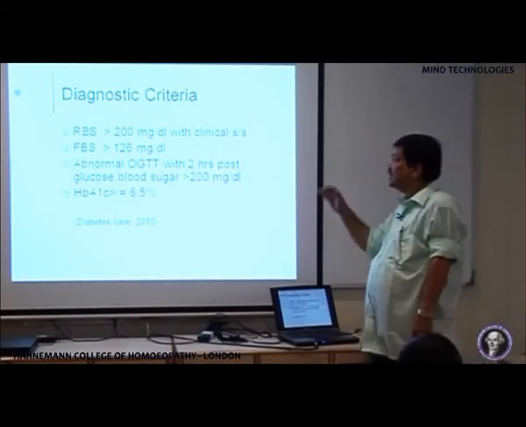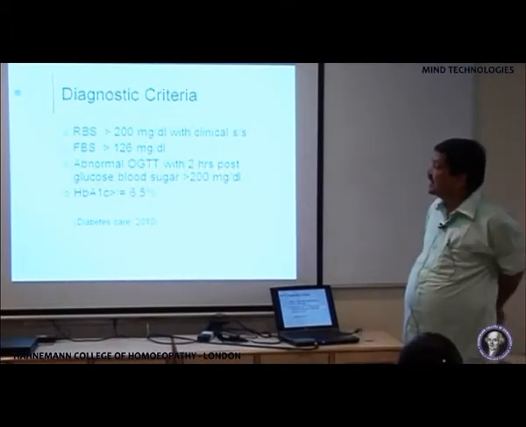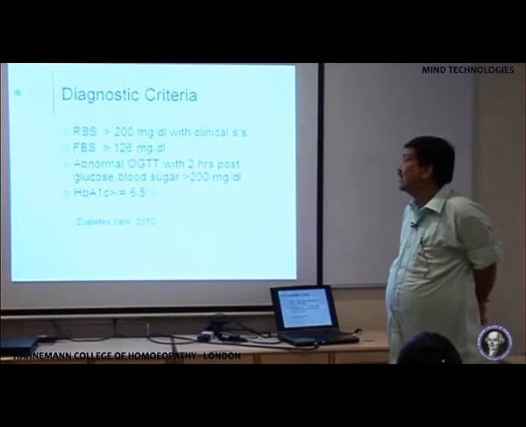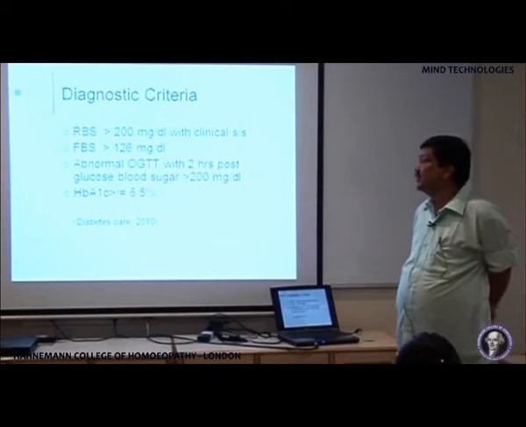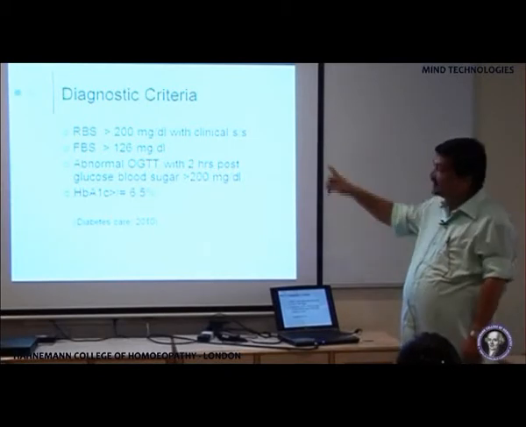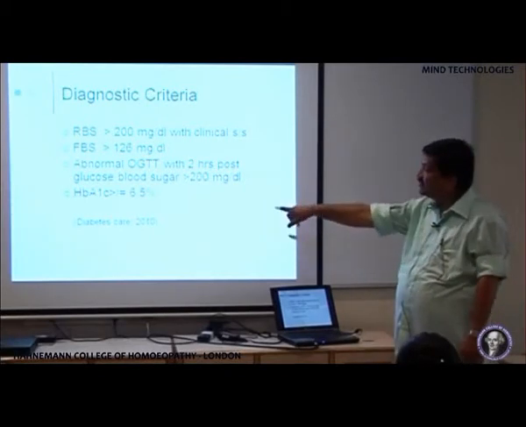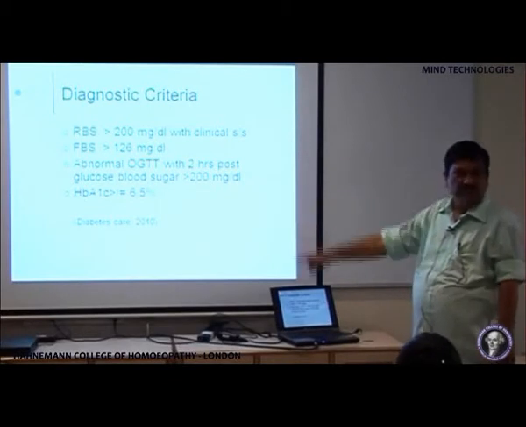And the fourth diagnostic criterion is an HbA1c equal to or more than 6.5%. This is the latest diagnostic criterion, published in Diabetes Care 2010.